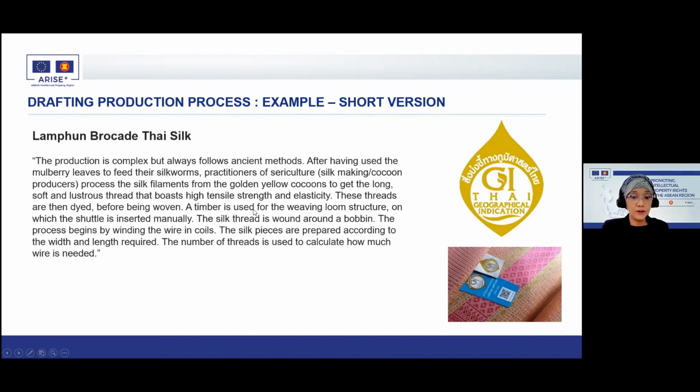A timber is used for the weaving loom structure on which the shuttle is inserted manually. The silk thread is wound around a bobbin. The process begins by winding the wire in coils. The silk pieces are prepared according to the width and length required. The number of threads is used to calculate how much wire is needed.